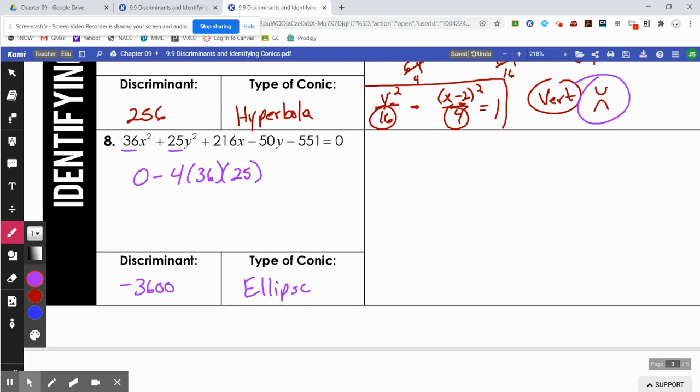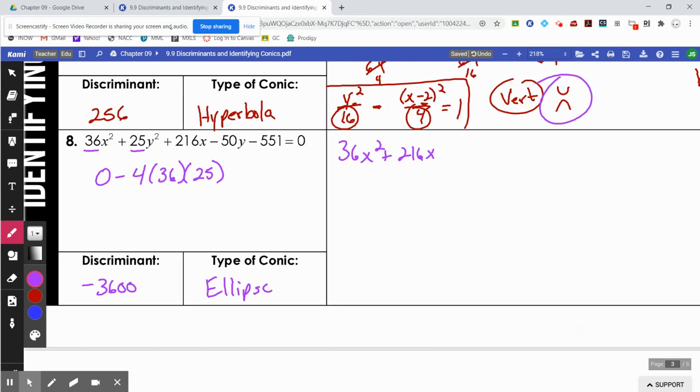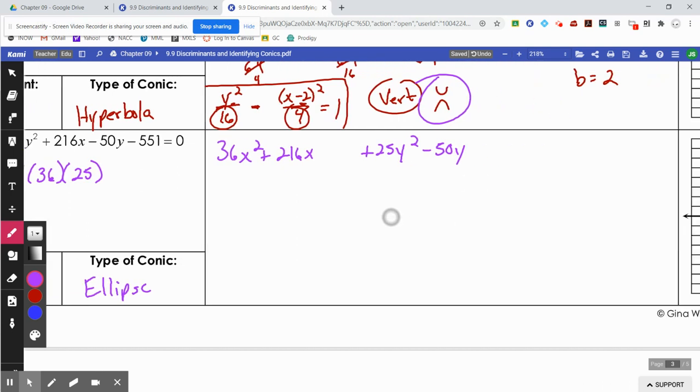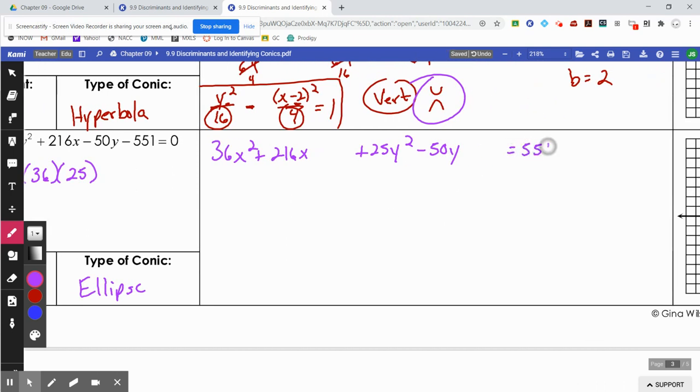Let's group our x's and y's. So you have 36 x squared, group it with plus 216x, leave a space, plus 25y squared, group it with negative 50y, and again, leave a space. Move the 551 to the other side. Let's factor first. Anytime there's a number in front, it does have to be factored out. So 36 parentheses, x squared plus 6x, close parentheses, leave a space. 25 y squared minus 2y, again leave a space, equals 551.